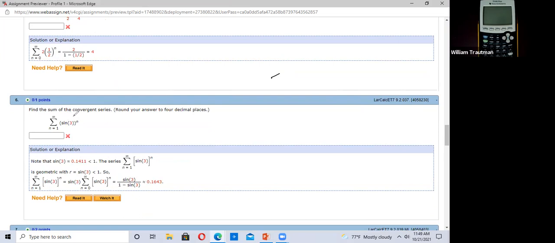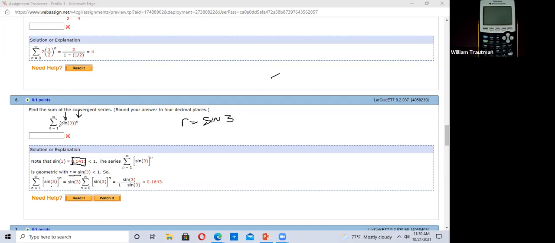If you just type in sine of 3, if you look, sine of 3 is less than 1. So it's a geometric series that converges, and it's less than 1. So once again, if you look at that, R equals the sine of 3 in this series. So the summation of this equals, this is kind of cool.